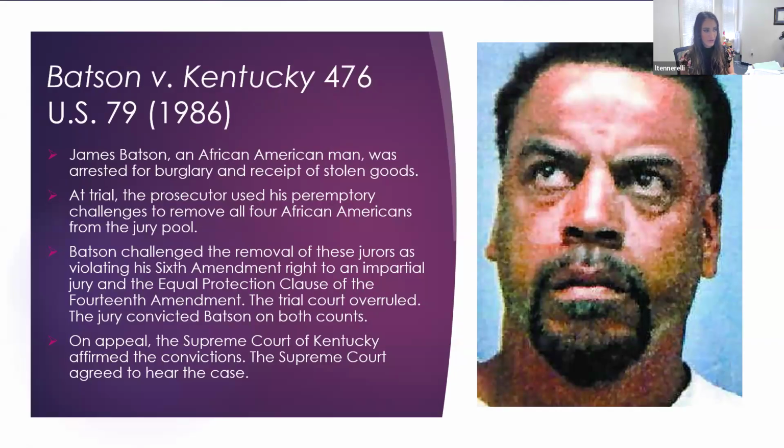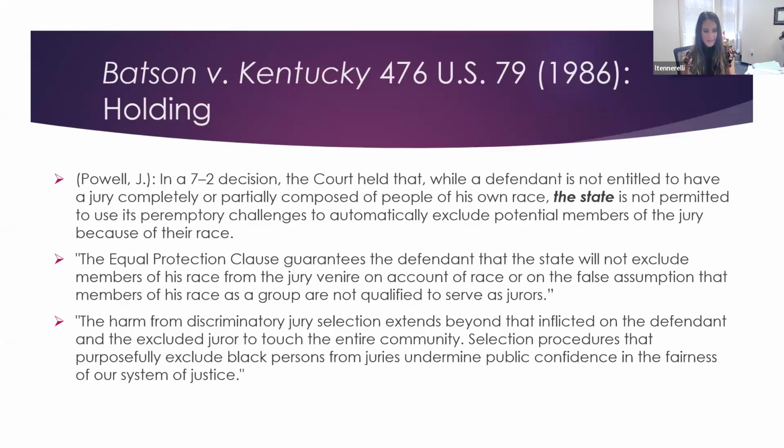At trial, the prosecutor used his peremptory challenges to strike the Black jurors from the venire. He challenged this, saying that it violated his right to an impartial jury and violated the struck jurors' rights under the Equal Protection Clause. And in a 7-2 decision, the Supreme Court agreed with Batson and held that the state, meaning the prosecutor, cannot use its peremptory challenges to exclude jurors on the basis of their race.